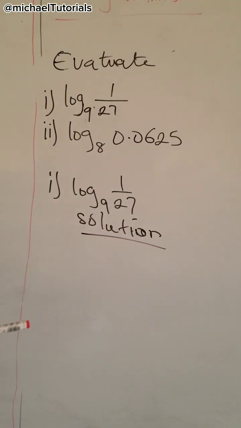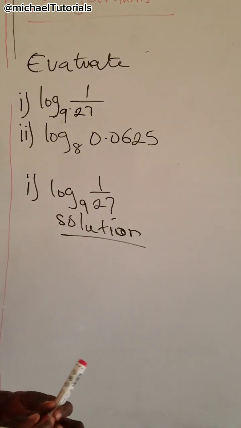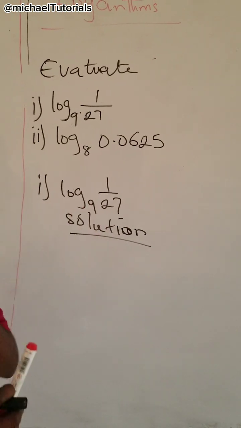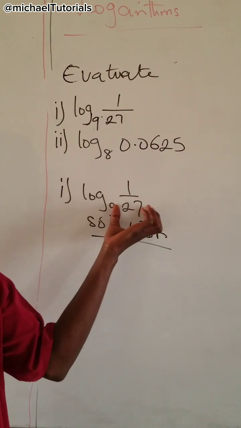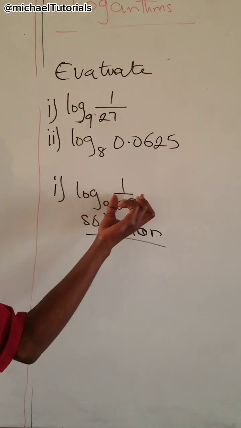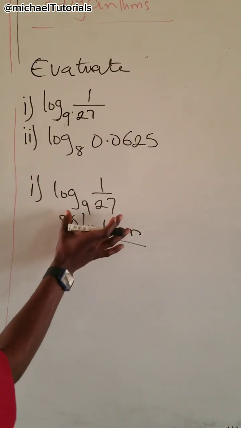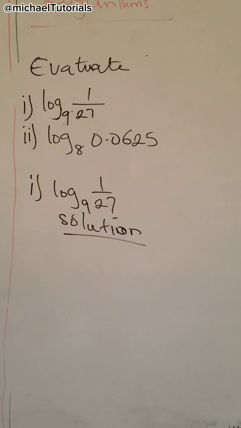You can see that in our previous class we were dealing with only logs. There was no fraction. They all were whole numbers. But here we have advanced. We have a fraction, that is 1 over 27. Now let us see how we can solve questions that are like this.